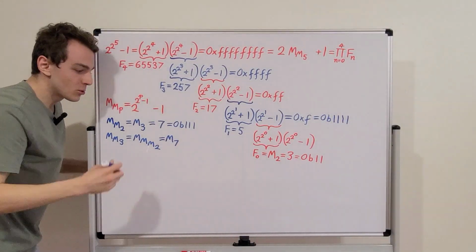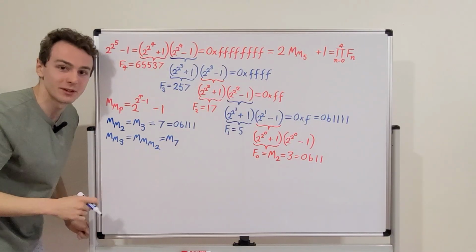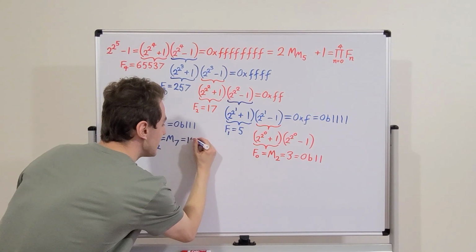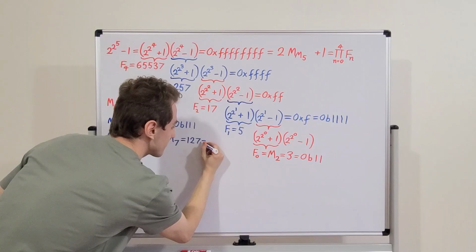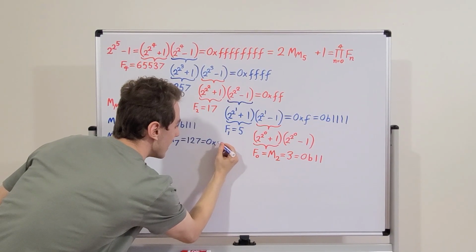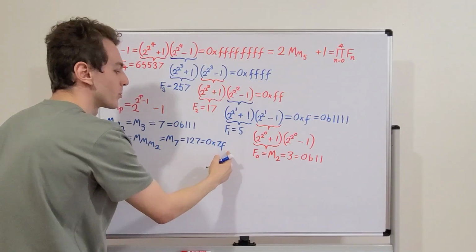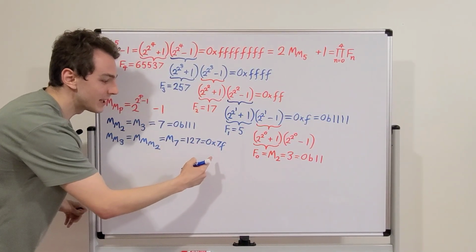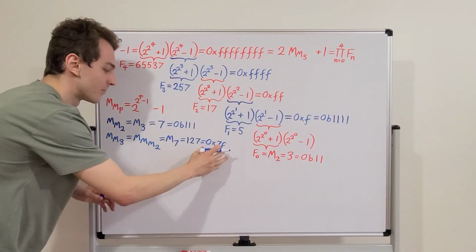And what is this? This quantity is 1 less than 2 to the power of 7. So that is 127. In hexadecimal, we can write this as 7f. That is the hexadecimal representation. And in binary, this would be 7 ones. So that is this value over here.